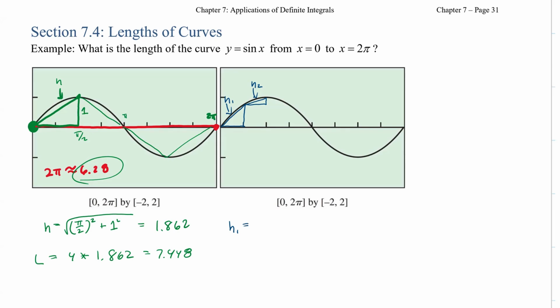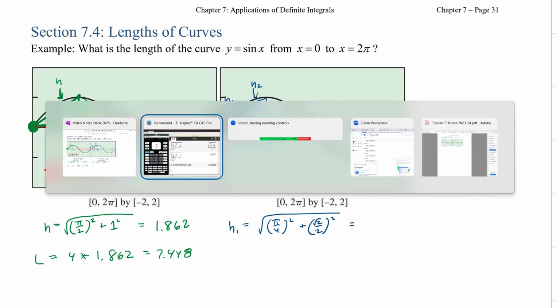H1, it has a triangle. Since this is pi over 2, this would have to be pi over 4. So the pi over 4 squared there. And then the height of this would be, well, how tall is the sine curve at pi over 4? I think that'd be root 2 over 2 squared. So there's another good estimate. Let's go ahead and throw that into the calculator.